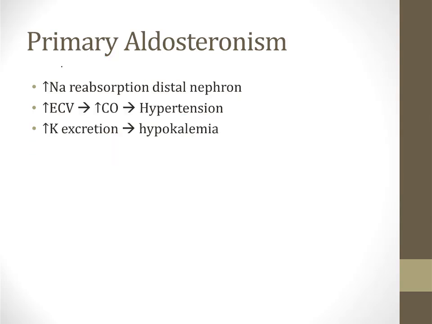Let's briefly review the effects of aldosterone on the kidneys. Aldosterone promotes sodium reabsorption in the distal nephron, especially in the collecting duct. This leads to an increase in the effective circulating volume. That raises the cardiac output, and that leads to secondary hypertension. In addition, aldosterone promotes potassium excretion from the nephron, so this will lead to hypokalemia.